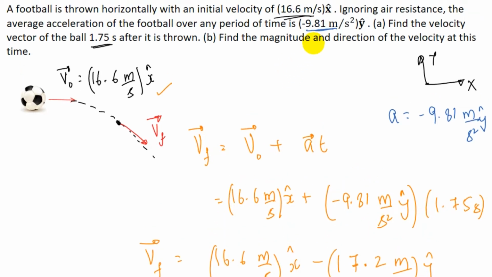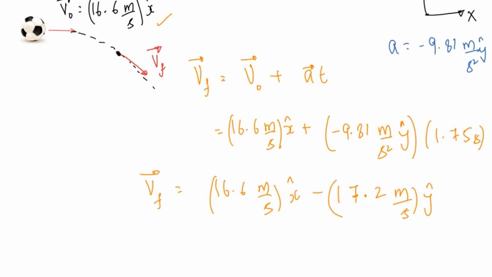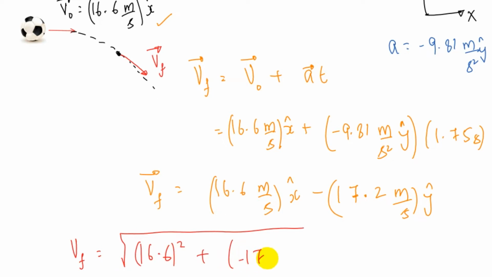Now in the B part, we have to find the magnitude and the direction of this velocity vector. The magnitude is pretty simple. It will be equal to the square root of the x component squared plus the y component squared. The x component we have is 16.6, squared, plus the y component, minus 17.2, squared. So we'll get this value to be 23.9 meter per second. This will be the answer for the B part.